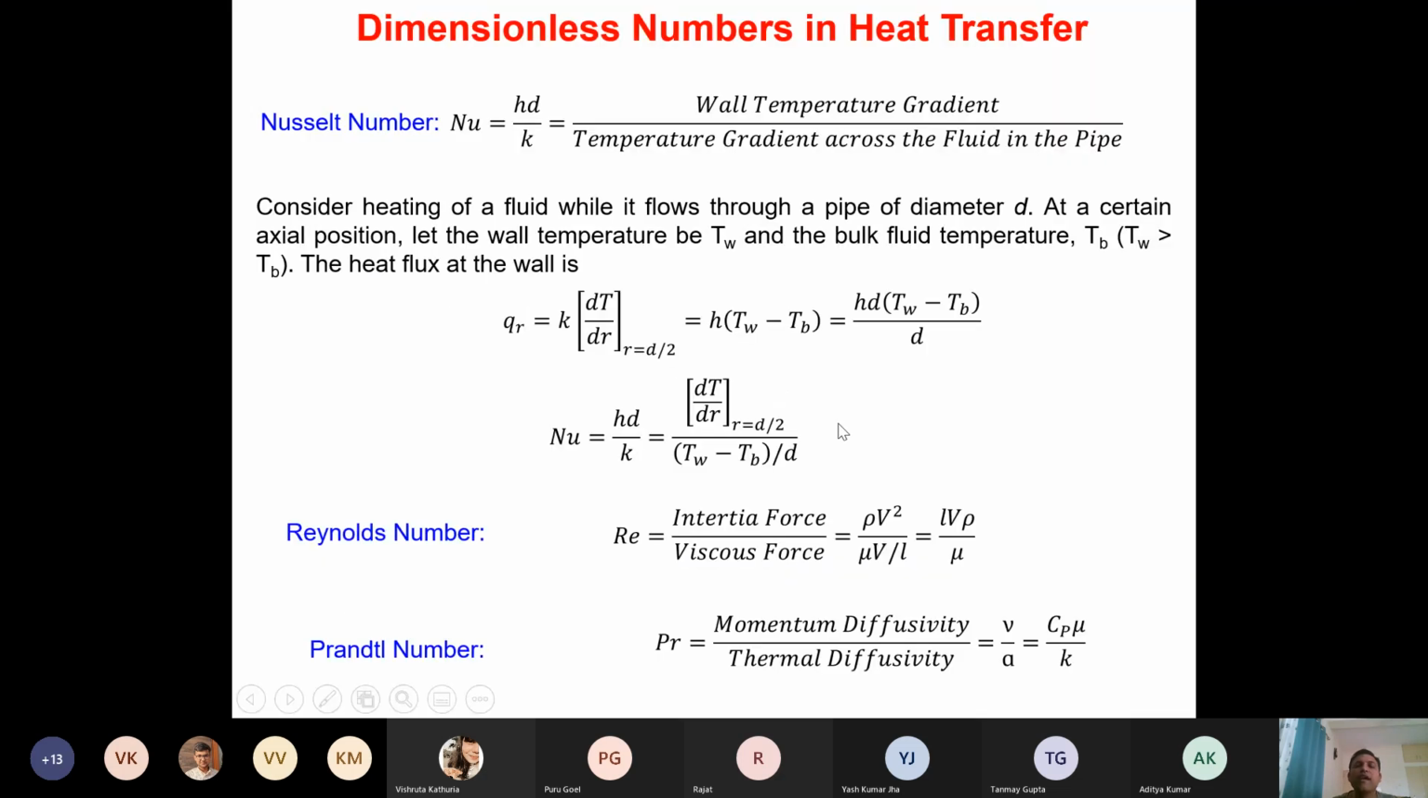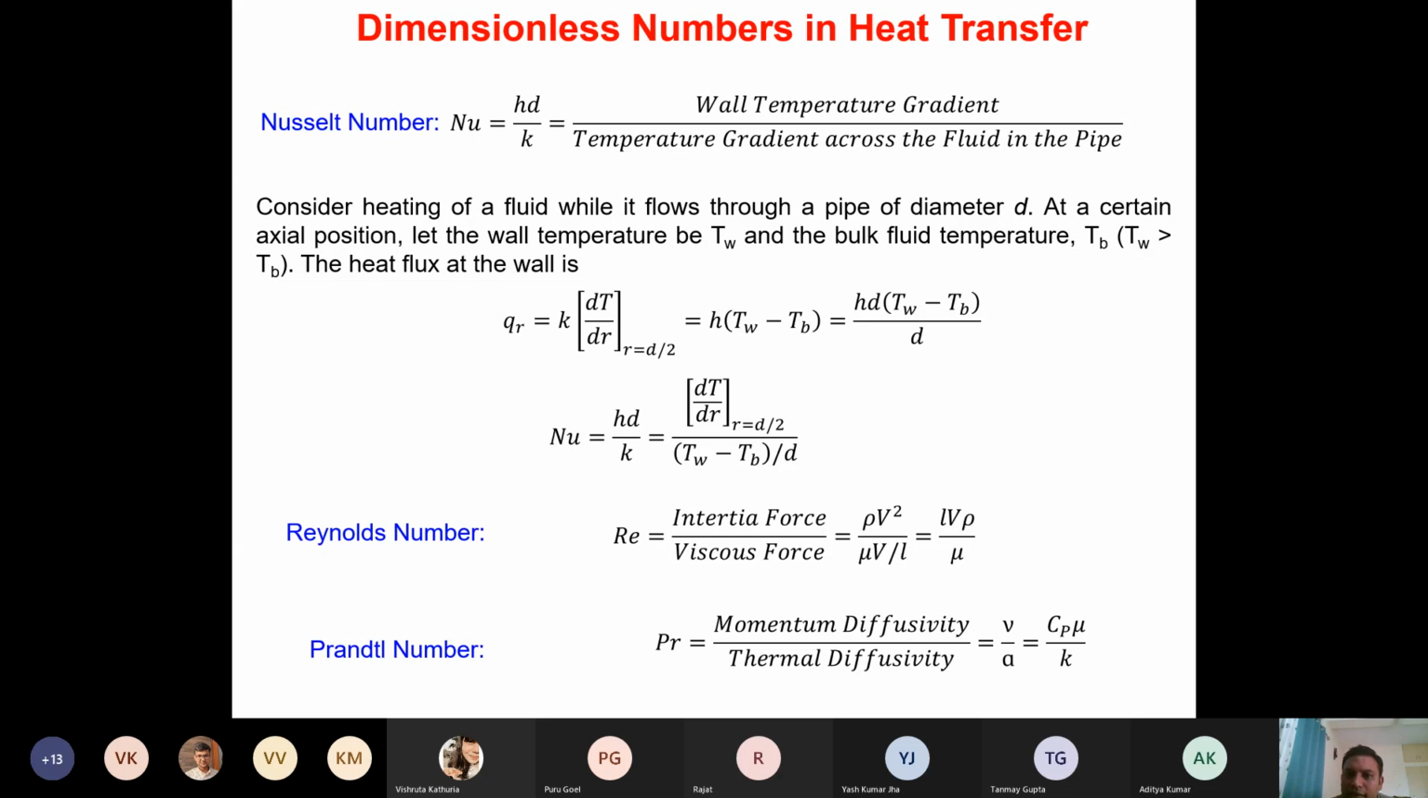So what we get is hD by K is obtained as dT by dr at r equals D by 2. That is nothing but the wall temperature gradient, the numerator. Whereas the denominator, TW minus TB, is nothing but the change in temperature taking place between the wall and the bulk, and I am dividing it by the diameter. Remember, this entire thing is happening inside the diameter of the pipe.